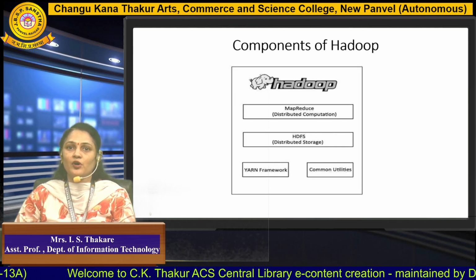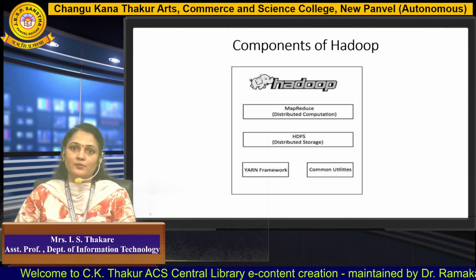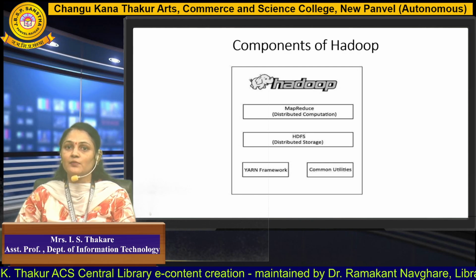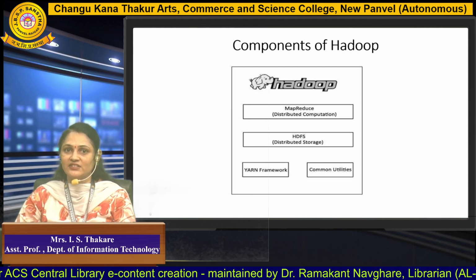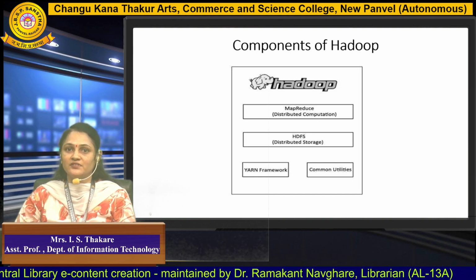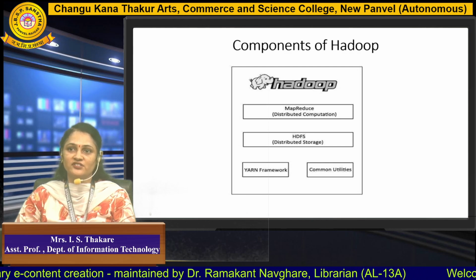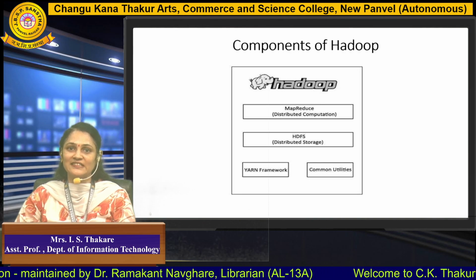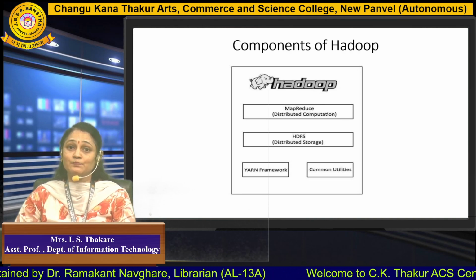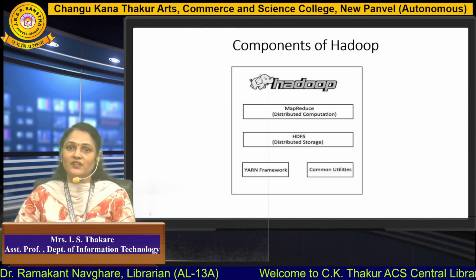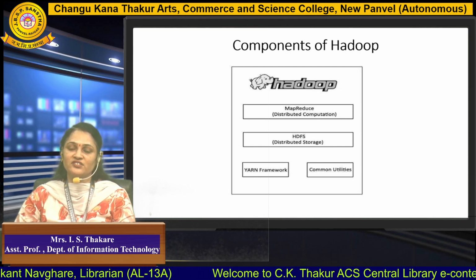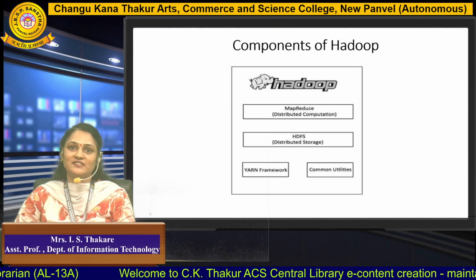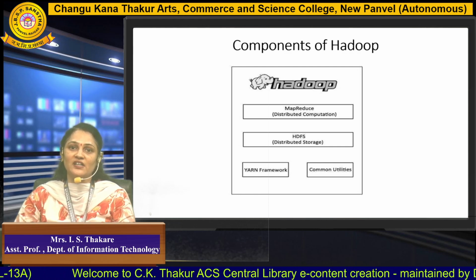Let's see now the important components of the Hadoop. Previously, in the first version of the Hadoop, there were only two important components, that is the HDFS and the MapReduce. HDFS is used for distributed storage system and MapReduce is used for processing the system. So previously there were only two components, HDFS, distributed storage system, and the MapReduce, which is used to process the data as well as to cluster the data.